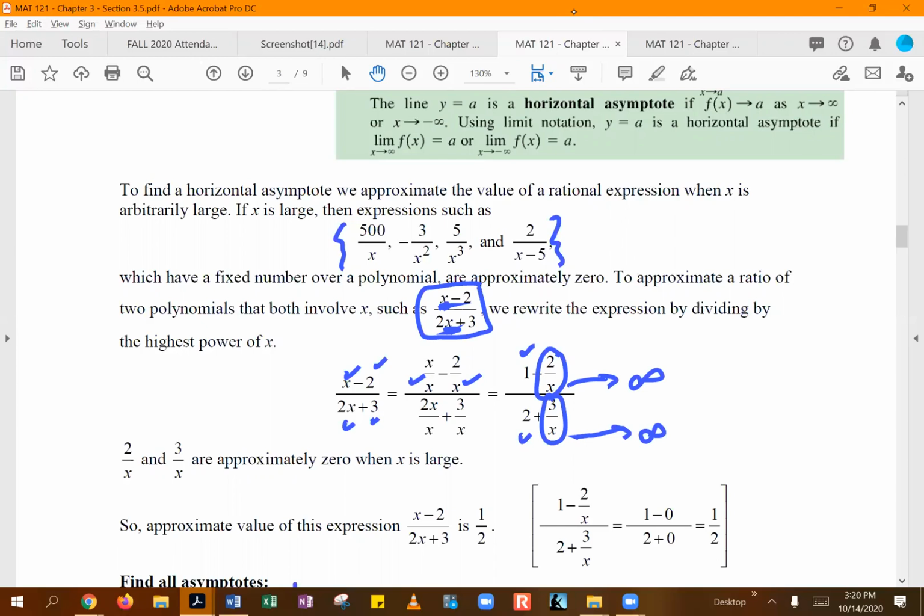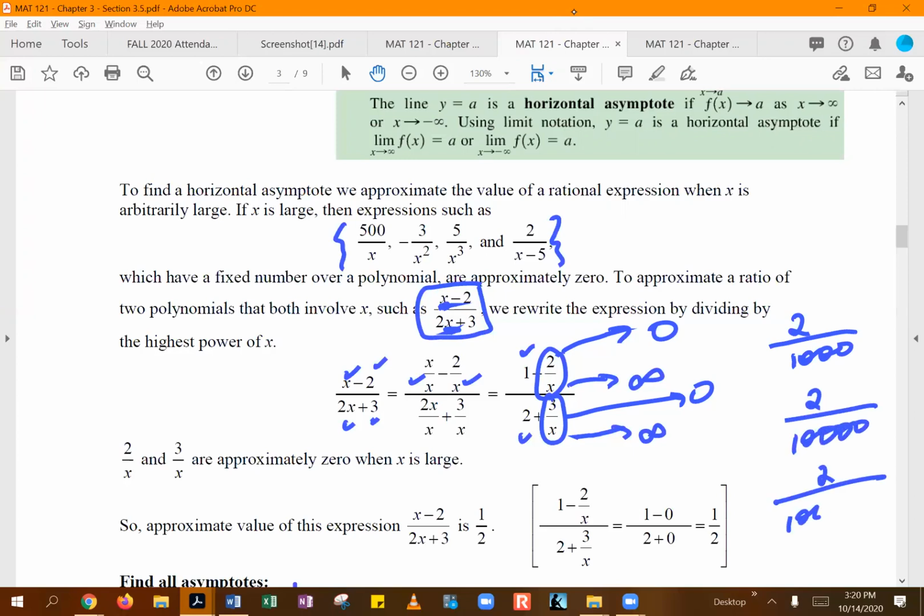So as x is going to positive infinity or even negative infinity, your entire fraction is actually headed towards 0. Just try plugging these into your calculators. You can try 2 divided by 1,000, 2 divided by 10,000, and keep increasing that number on the denominator, and you will see these are getting closer and closer to 0.